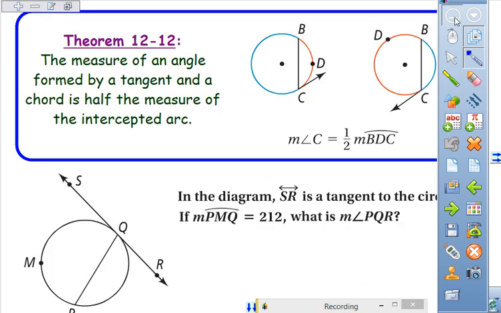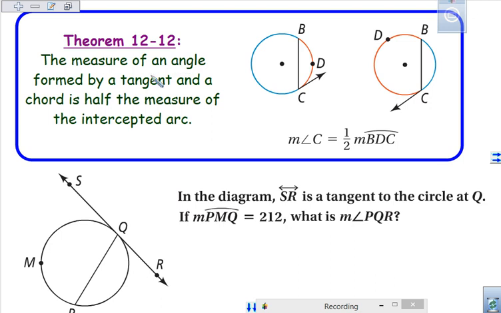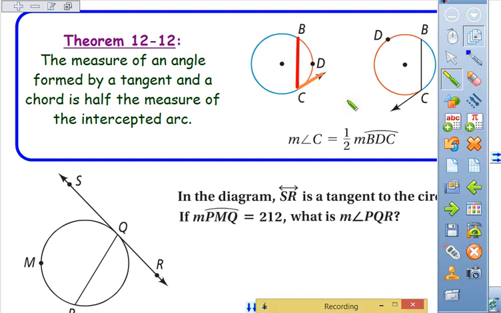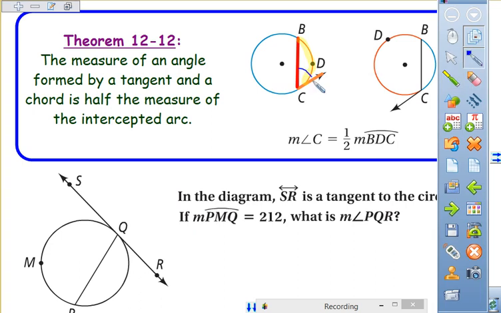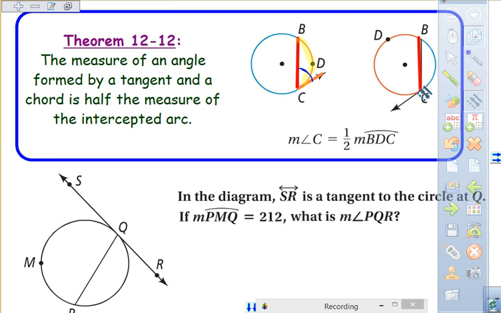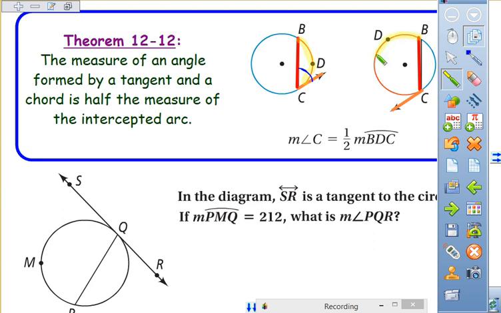Here's our last new theorem for today. Theorem 12.12: the measure of an angle formed by a tangent and a chord is half the measure of the intercepted arc. So the orange is my tangent and the red is my chord. Here is that intercepted arc. The measure of this angle is half of the yellow. So again, here is my chord, here is my tangent, here is the arc. This angle is going to be half of the yellow.